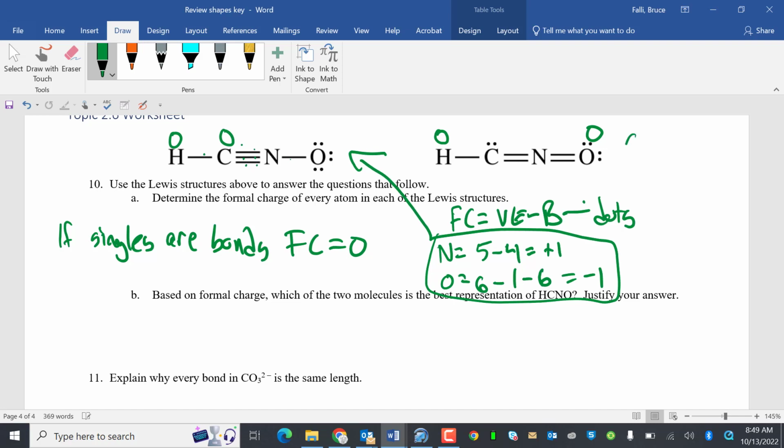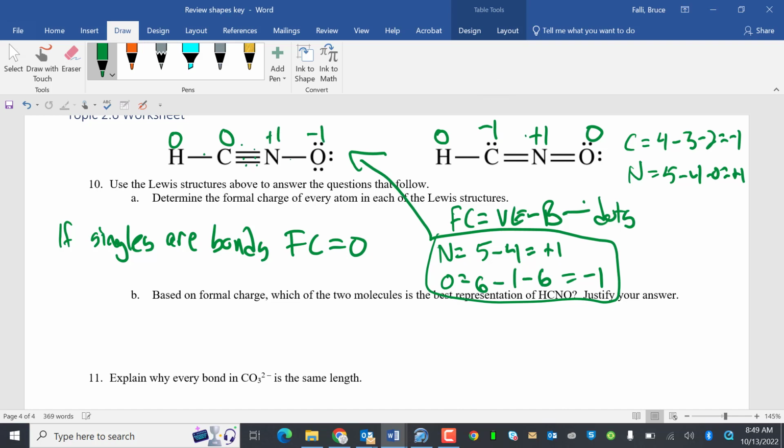And then carbon: valence electrons 4 minus bonds 3 minus dots 2 equals -1. And then we have nitrogen: 5 minus 4 minus 0 equals +1. Okay. Determine the formal charge for each one. So nitrogen over here was +1, oxygen was -1.